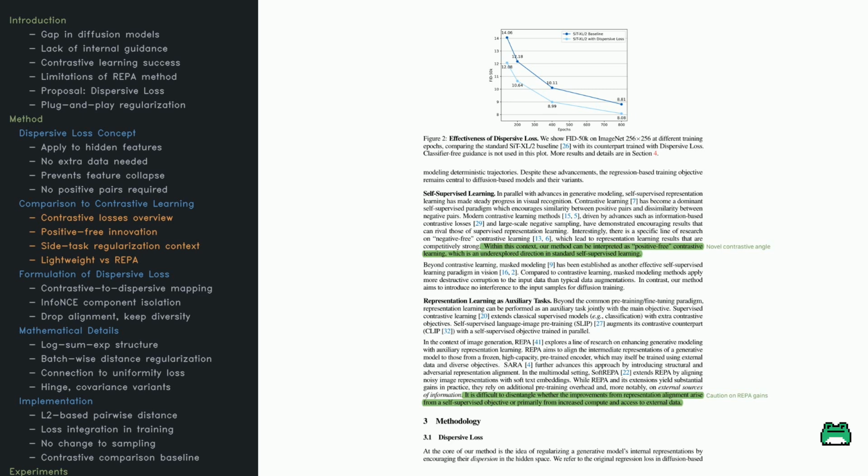This paper goes a step further. It introduces what they call a positive-free approach. No matching of sample pairs at all. That makes it super simple to use and integrate.